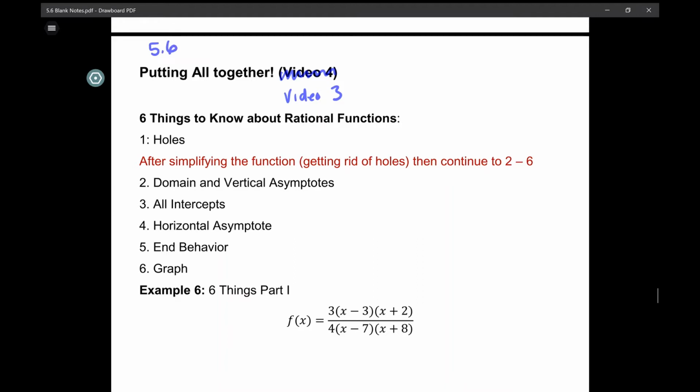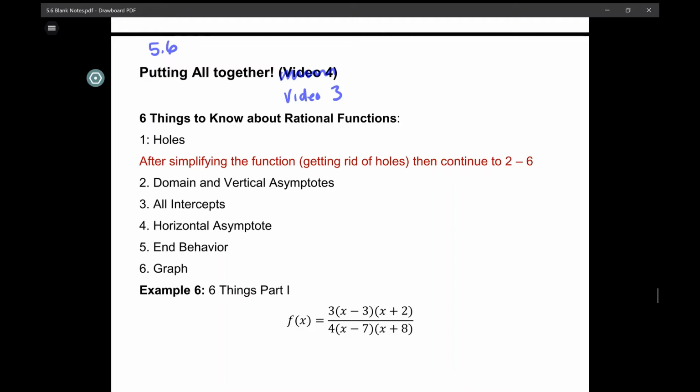So what are some things we need to know about rational functions? We need to make sure we check for any holes. That's where the numerator and the denominator both equal 0. We need to check the domain and look for the vertical asymptotes. We need to find all the intercepts. We need to look at the horizontal asymptotes. We need to think about what's going on with the behavior, and then we can graph it.